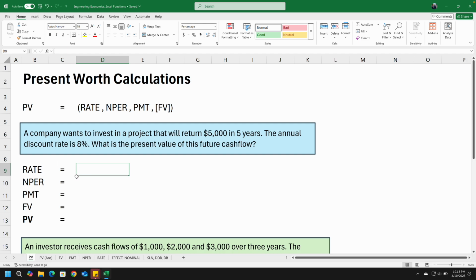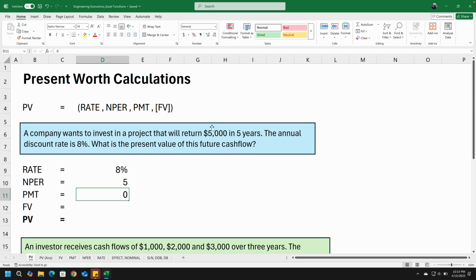We know that the rate is 8%, as specified in the problem. Now, the NPER is the number of periods, or the time we have in which this investment will accumulate, which we know is 5 years, right? And PMT here stands for payments. So are we making any payments on a monthly basis or on a yearly basis? Now, based on this problem, no, right? So let's leave this as zero.